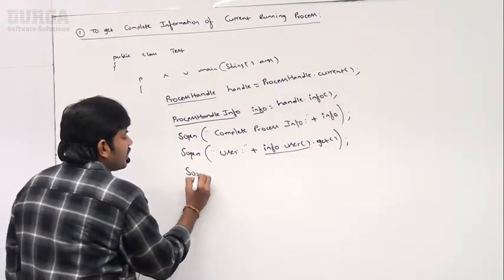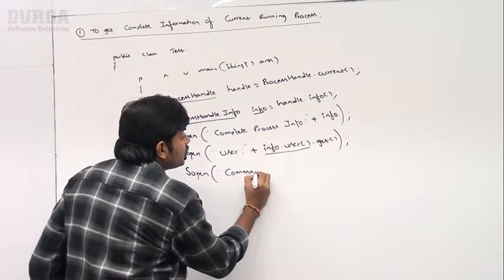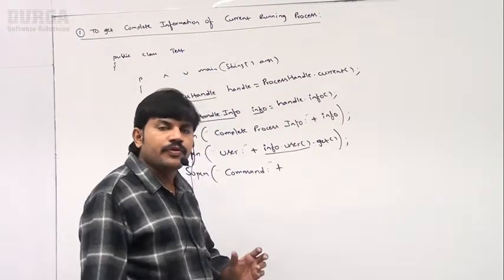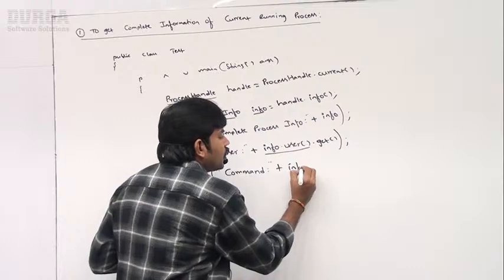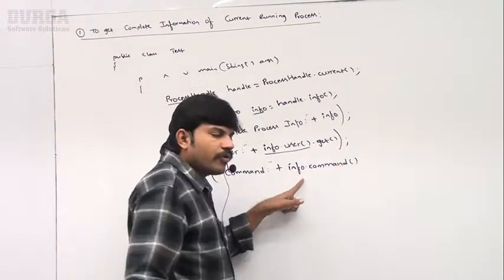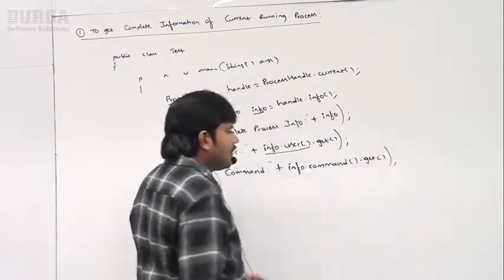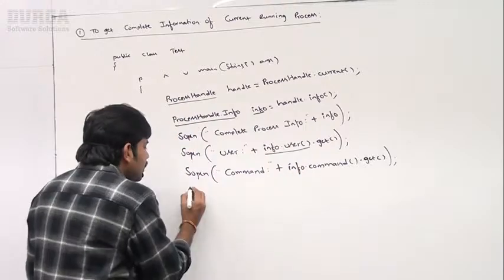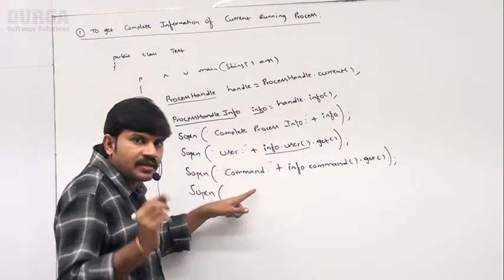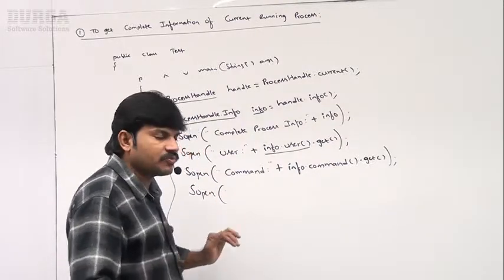Similarly, System.out.println command: by using which command was this process started? If you want to know, very simple: info.command().get(), like this. Similarly, System.out.println user command.